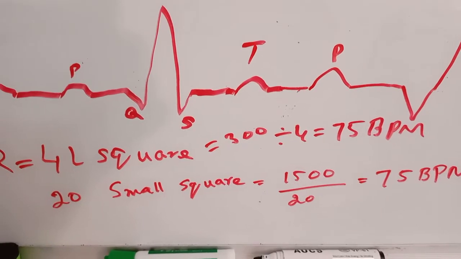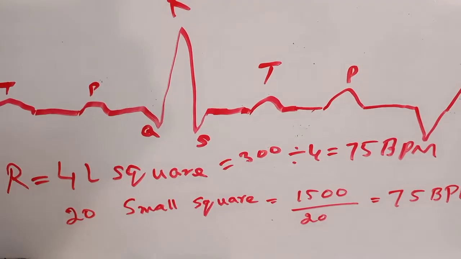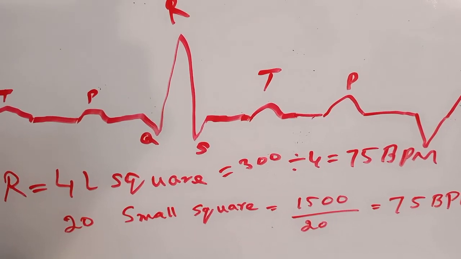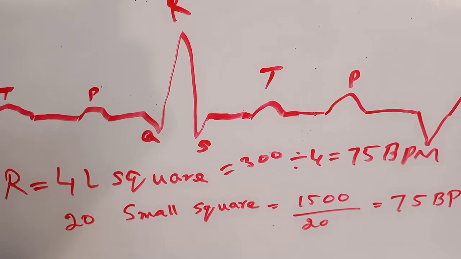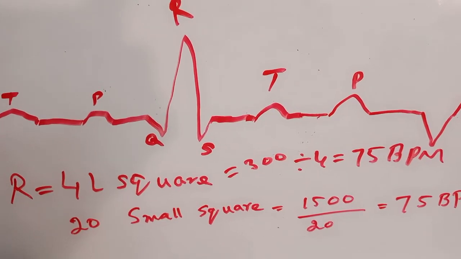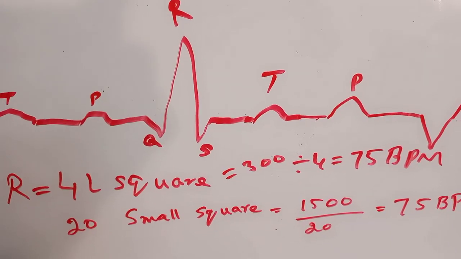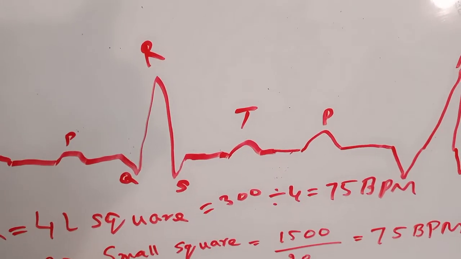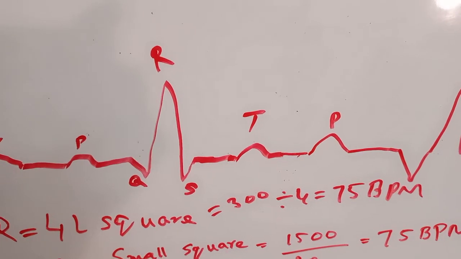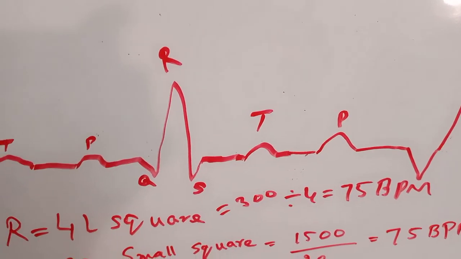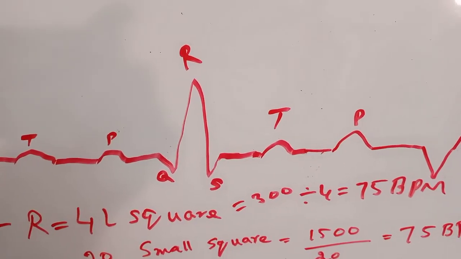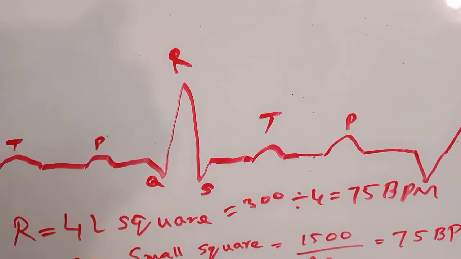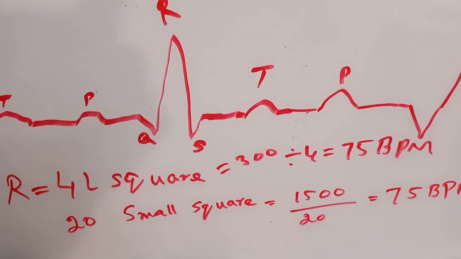So these are the two formulas to count the heart rate if the heart rate is regular. We know in 1 second there are 5 large squares. In 1 minute there are 60 seconds. So if 1 second contains 5 large squares, 60 seconds will contain 300 large squares. And that is why we want to know beats per minute, not per second. Similarly, one large square has 5 small squares. So multiply 300 by 5, it will be 1500.